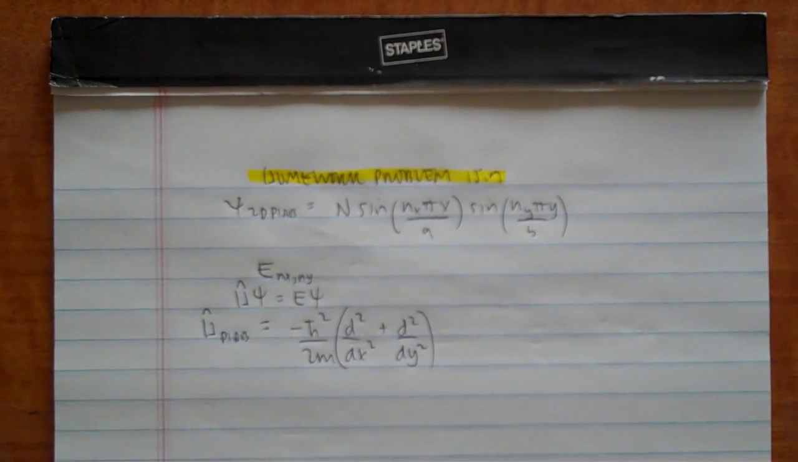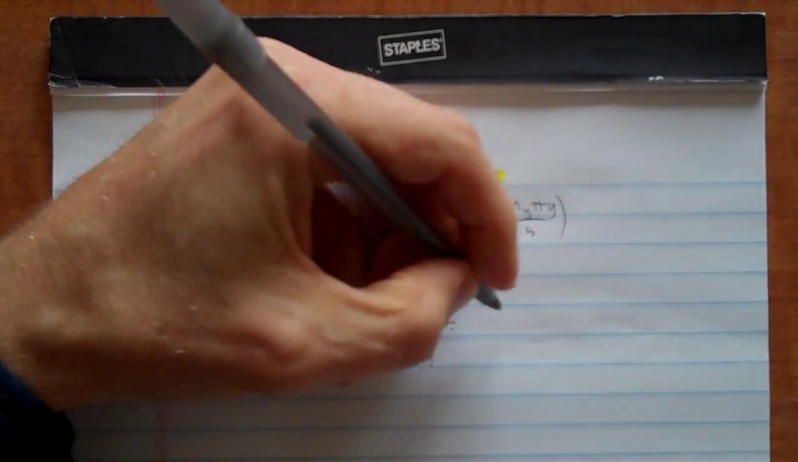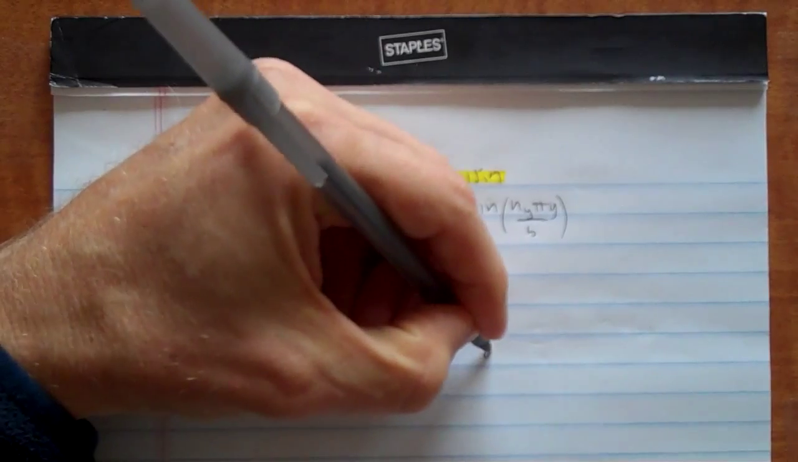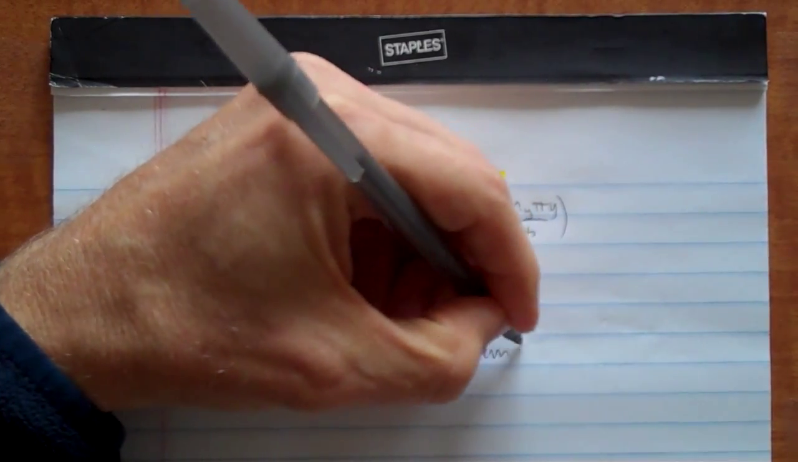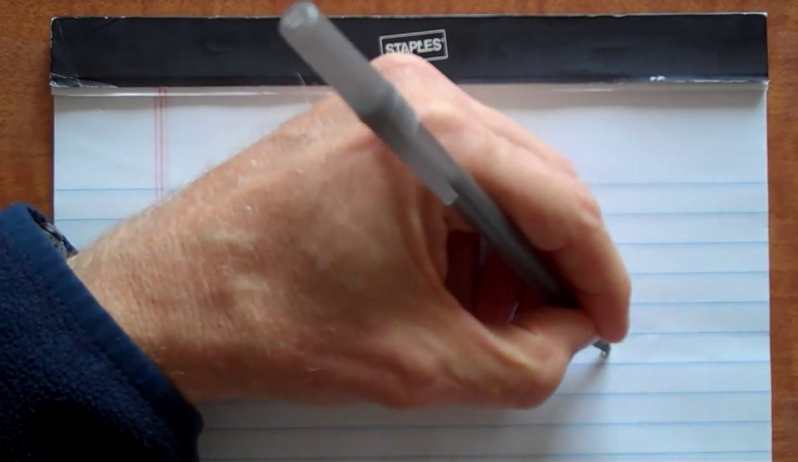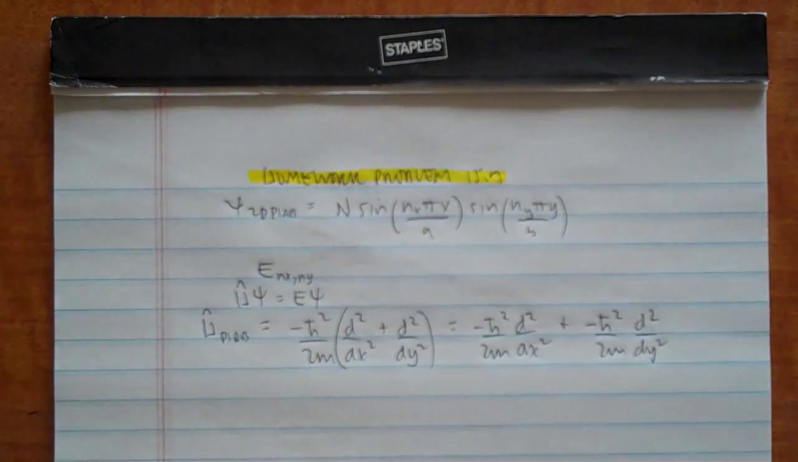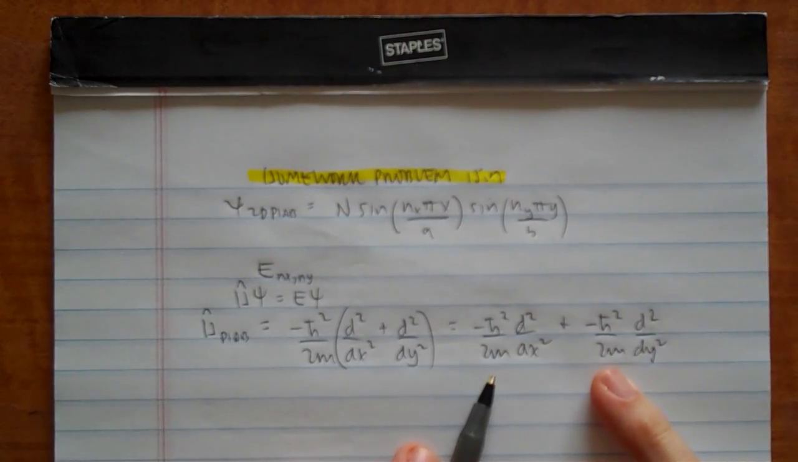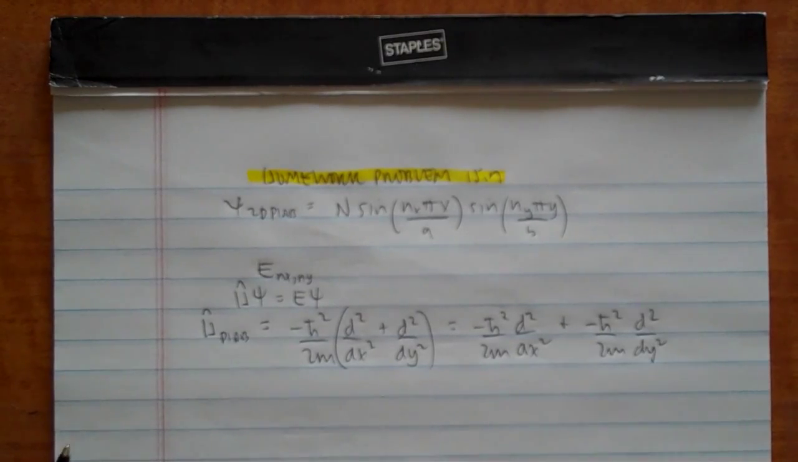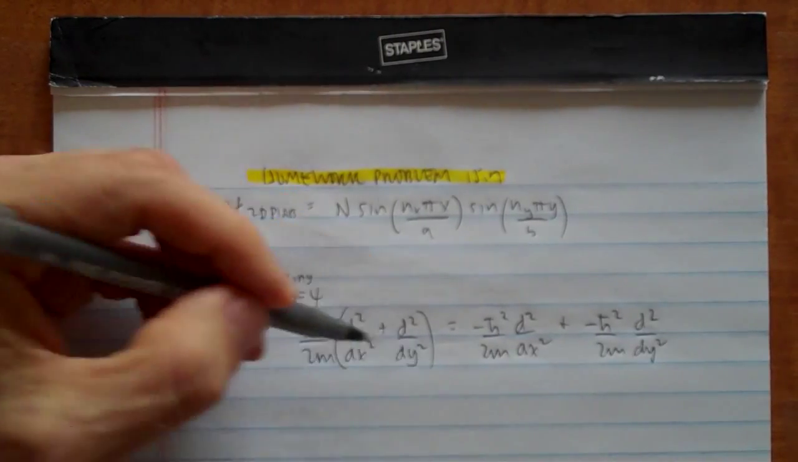Okay, so this is the same thing. I guess let me just go back a step. This is maybe how you would want to see it. Minus h bar squared over 2m d squared dx squared plus minus h bar squared over 2m d squared dy squared, right? And all I did here was I just factored out these two constants. Okay? So this is the one I'm going to use.